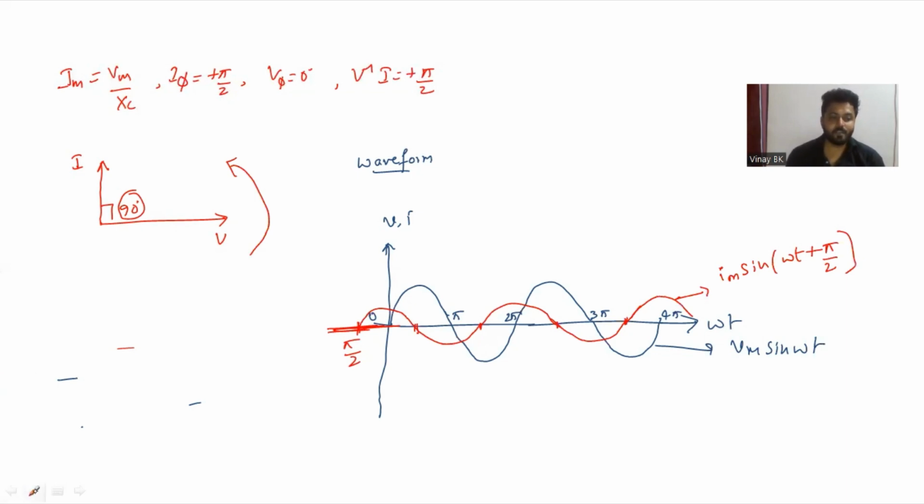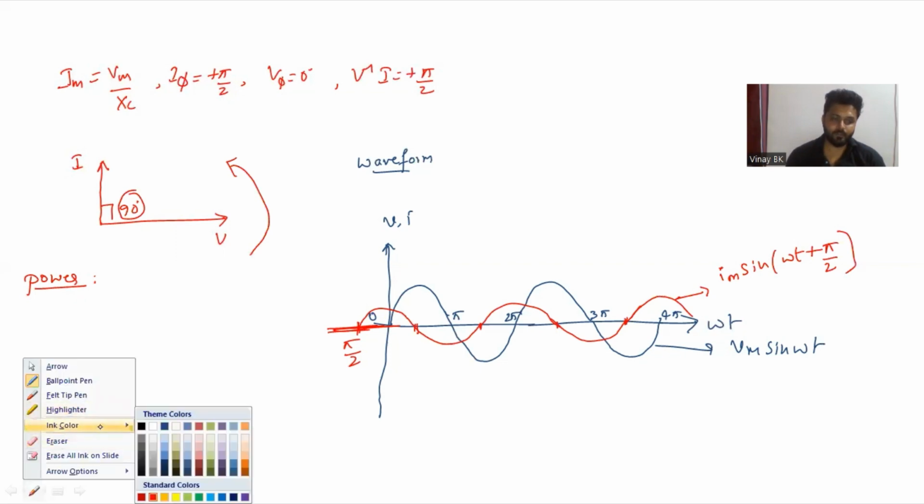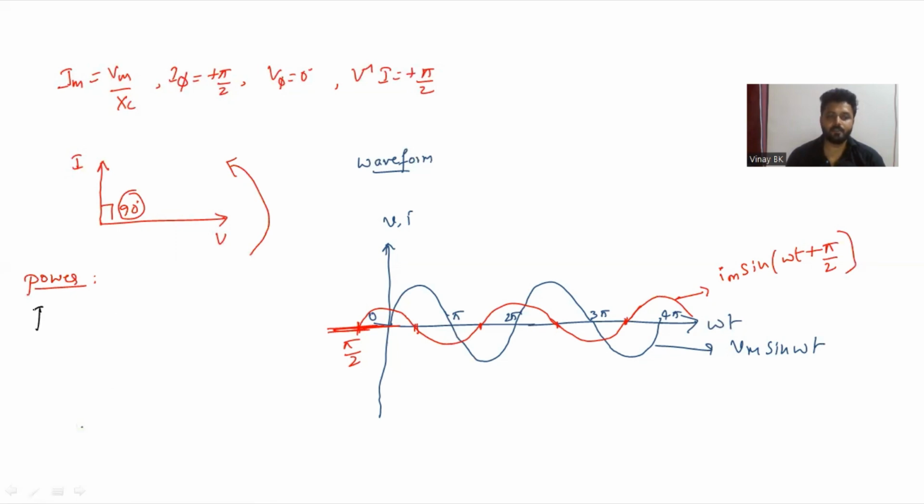Similarly, we need to write the power. For writing the power equation, again you need to define the instantaneous value of power P. Power is defined with the help of the instantaneous value of voltage into the instantaneous value of current, V into I. Whereas V is nothing but Vm sine omega t, and I is nothing but Im sine omega t plus pi by 2, whereas Im is Vm by Xc.